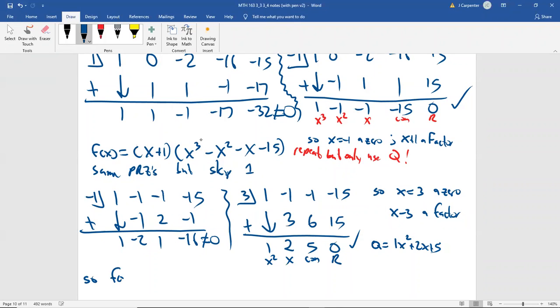So our function is now even more factored into the x plus 1, which we leave alone, the x minus 3, which we just found because positive 3 was the 0, times the quotient, which is, I'm not going to write the 1, x squared plus 2x plus 5. I was about to write 15. Undo, please.